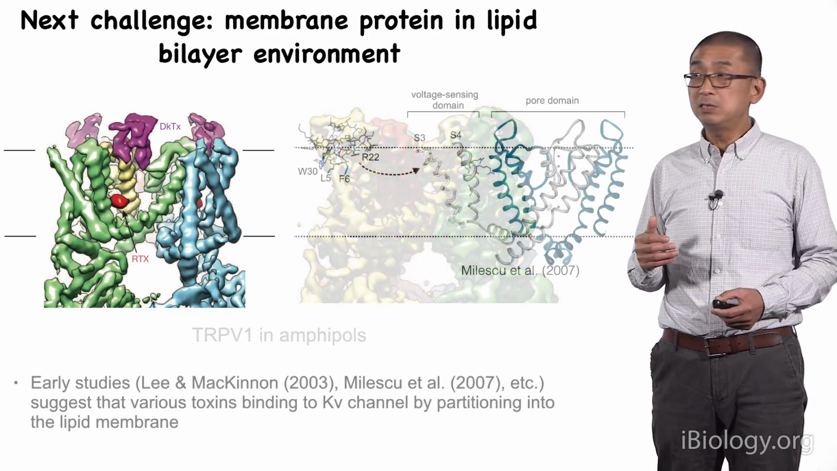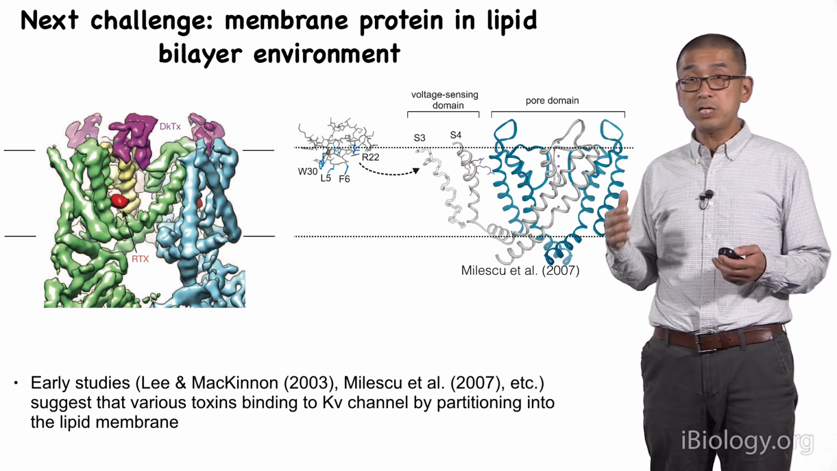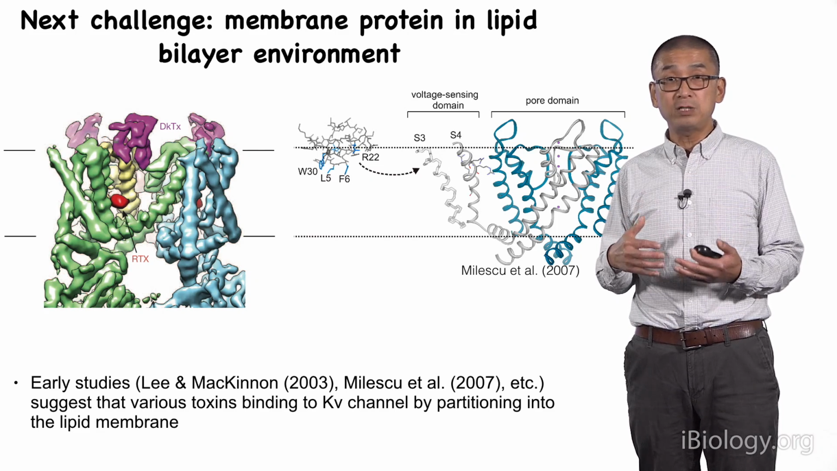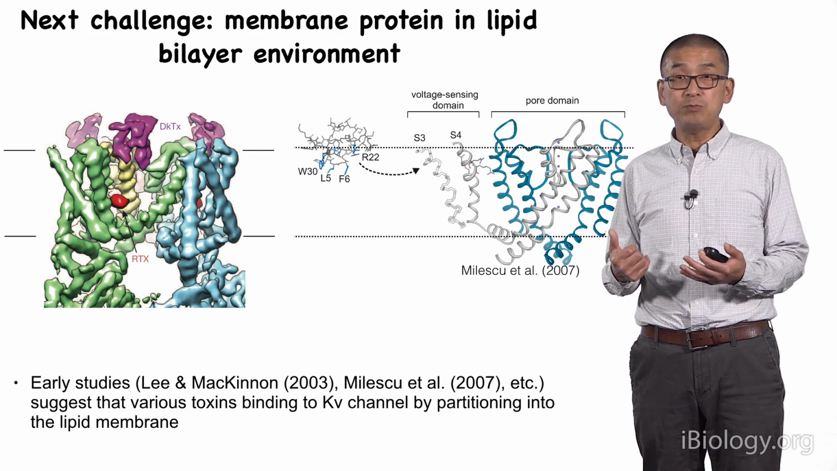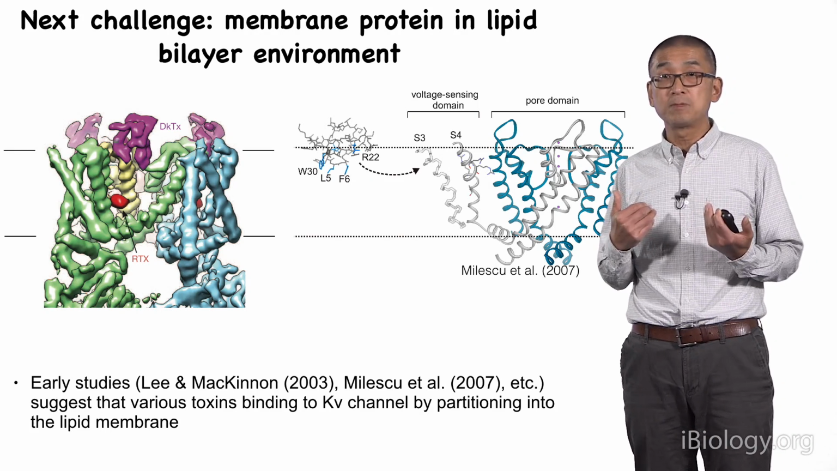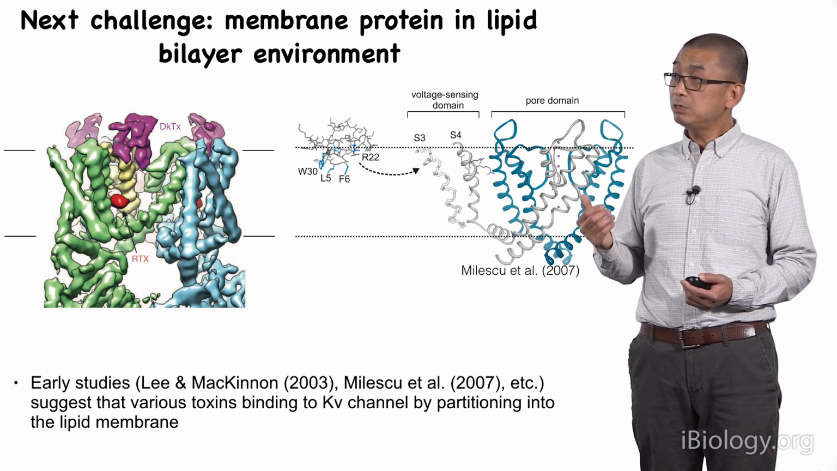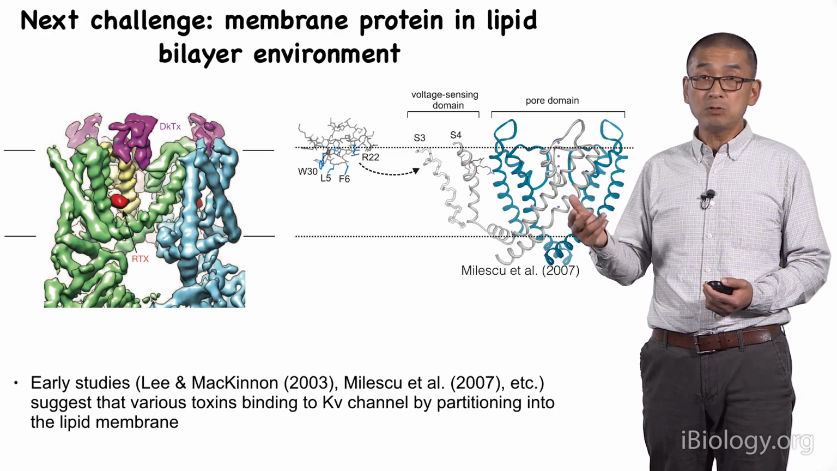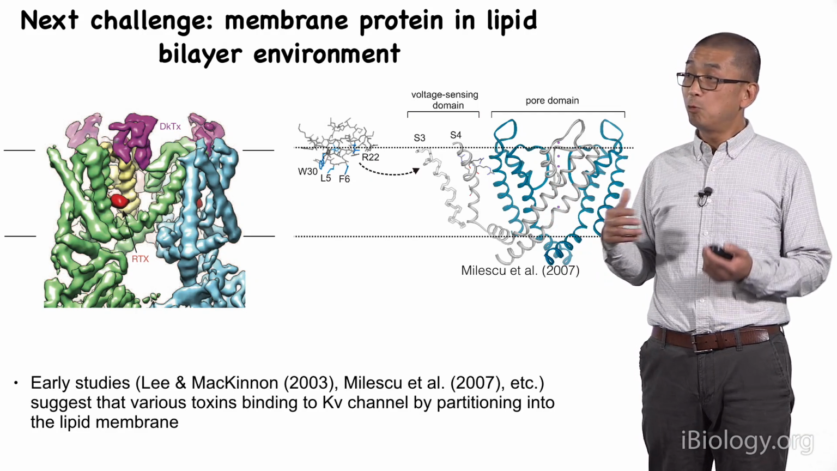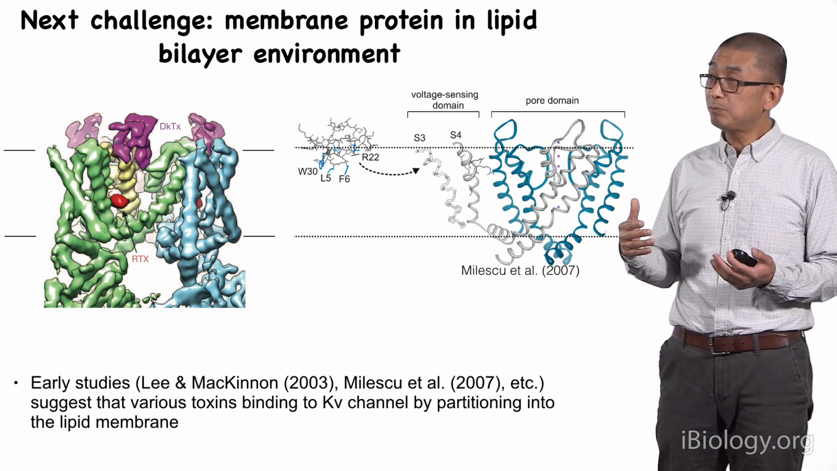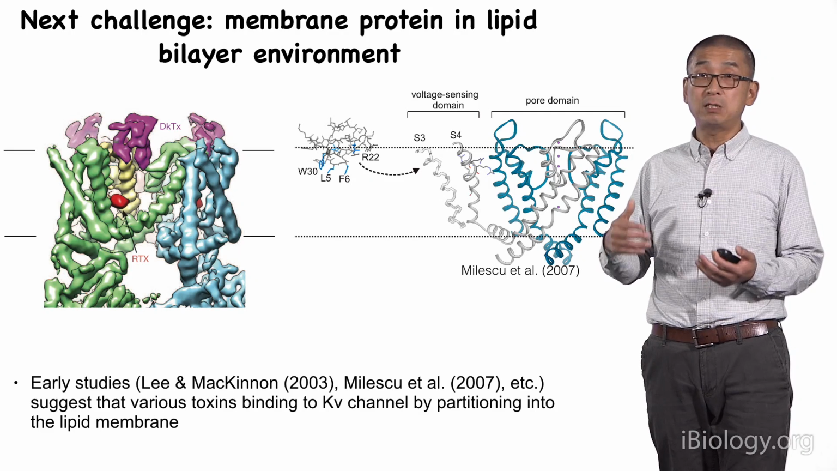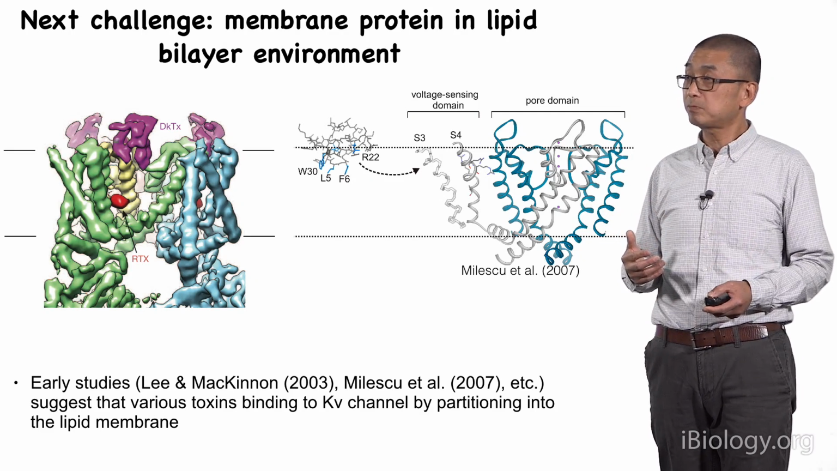So one of the ideas we're thinking is that, as I mentioned earlier, in this case the channel is first purified in detergent and then substituted with amphipol. In this case, the lipid molecules are all removed during sample preparation. Now, it is known from early work that the double knot toxin binding to the channel first requires the presence of lipids. So removing the lipids may be the major reason for destabilizing this complex, and that leads to a relatively poor resolution.